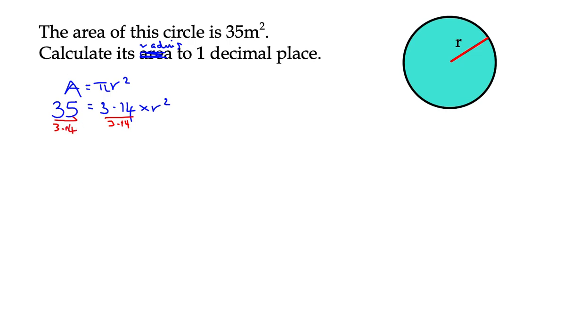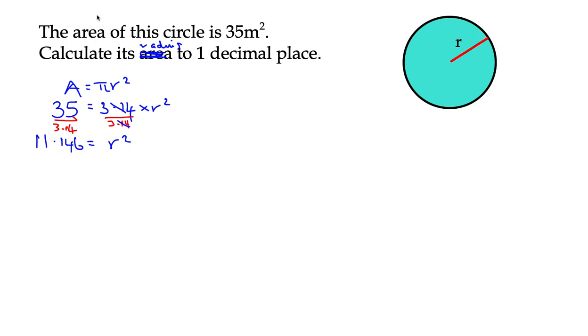What does that give us? On the right hand side, they're going to cancel out. So I've got r squared. And on the left hand side, with my calculator, 35 divided by 3.14 is 11.146. I'll keep that for just now, because it's not my final answer.